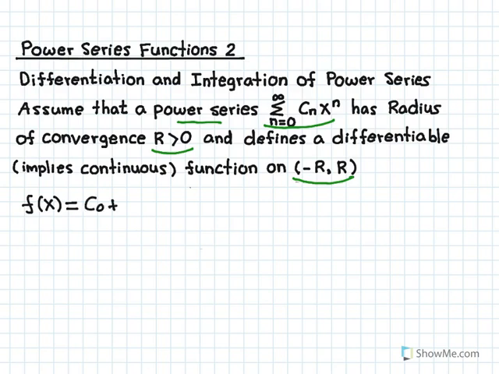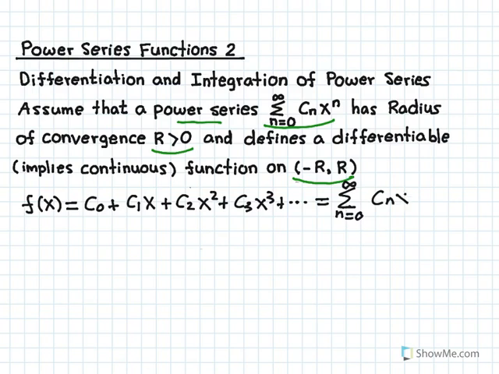C sub 0 plus C sub 1 times x plus C2 x squared plus C3 x cubed, and so on. We can write this in summation notation, summation n equals 0 to infinity, C sub n, x to the power of n. Now, the whole idea is that this series can be differentiated term by term or integrated term by term, and the radius of convergence will remain the same as the original series.